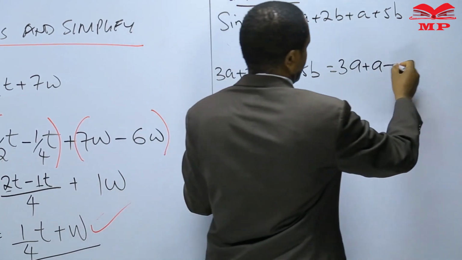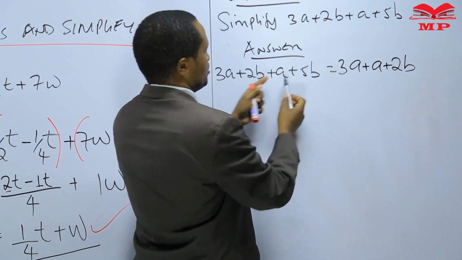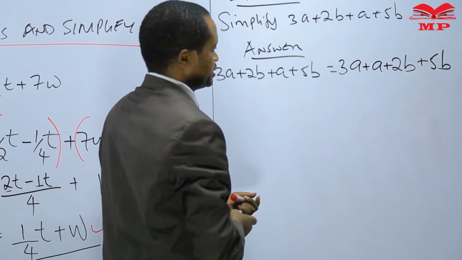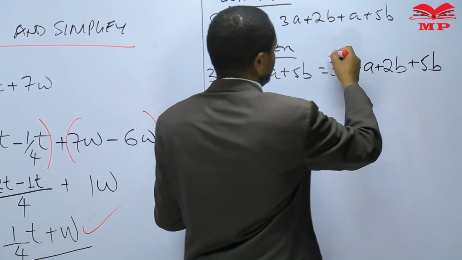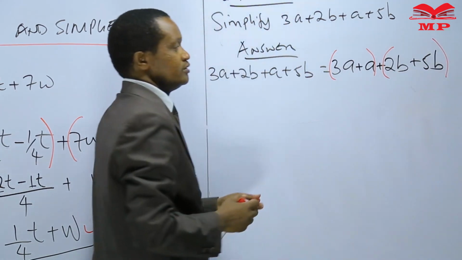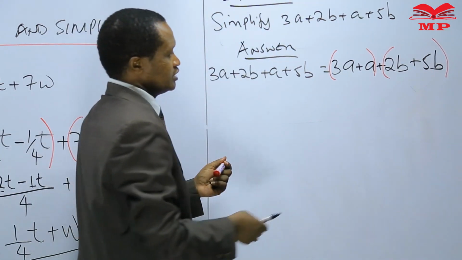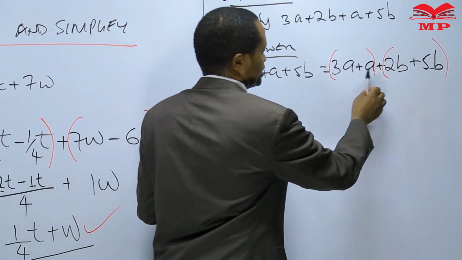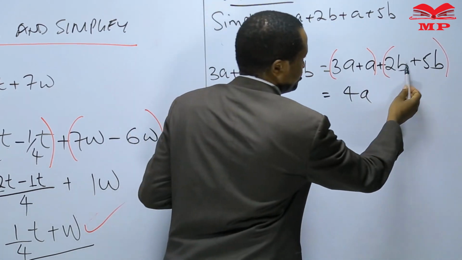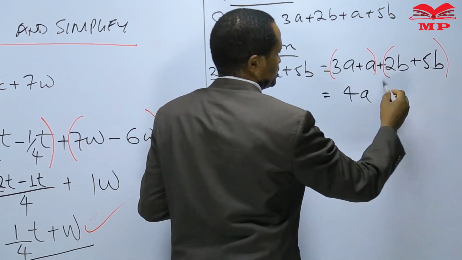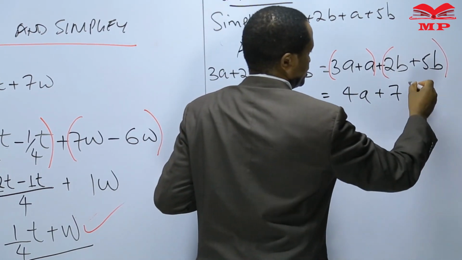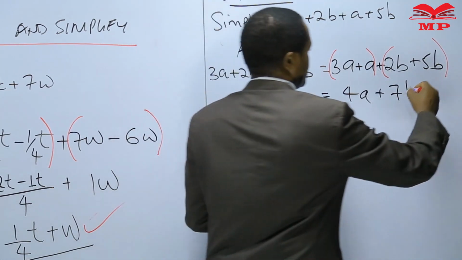then the other category of terms will be 2b, plus 5b. So these are terms. We have gathered or collected the terms, this 3a and a, then 2b plus 5b. Then we simplify, and you can see here is just simple addition. 3a plus a is equal to 4a. 2b plus 5b, we add the numerical terms, 2 plus 5 is equal to 7b. So this is the answer.